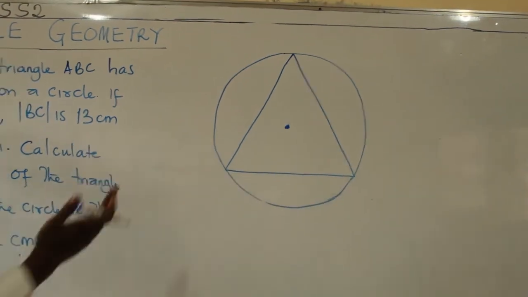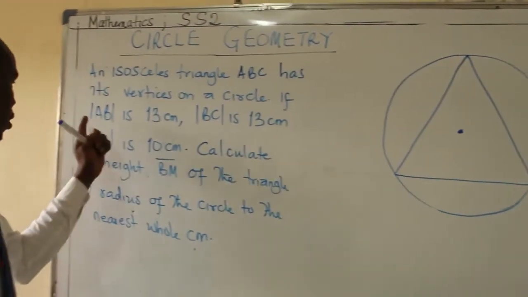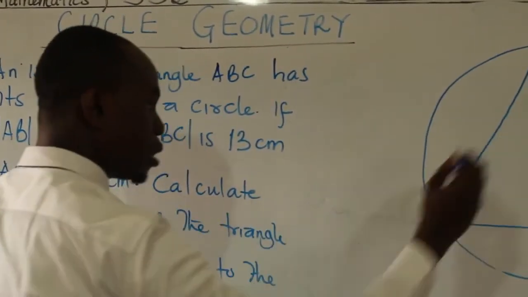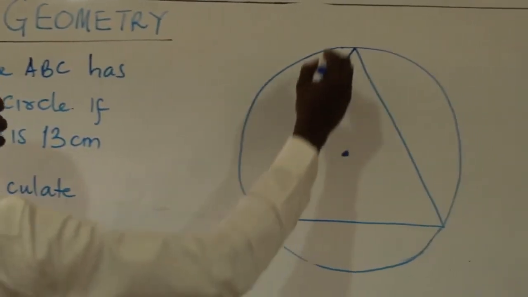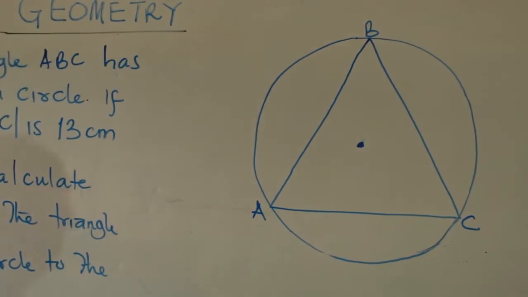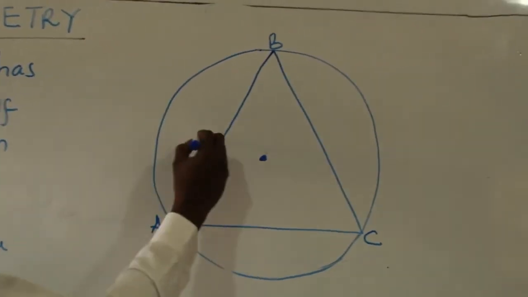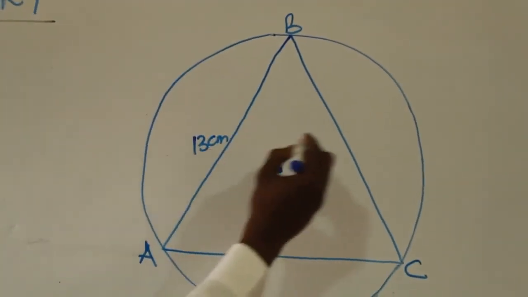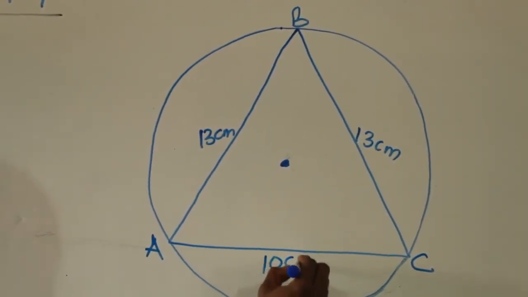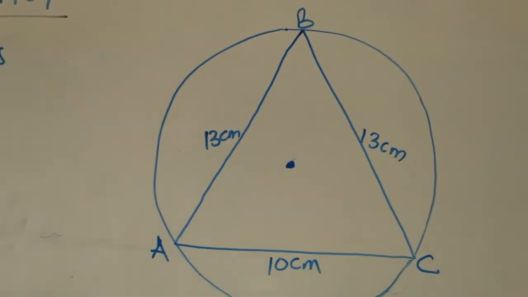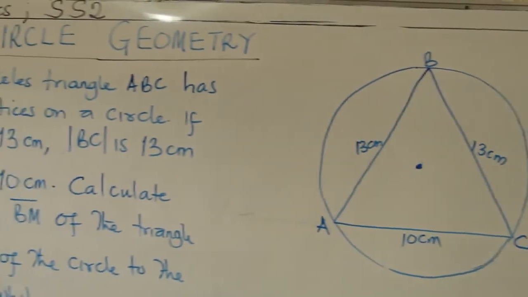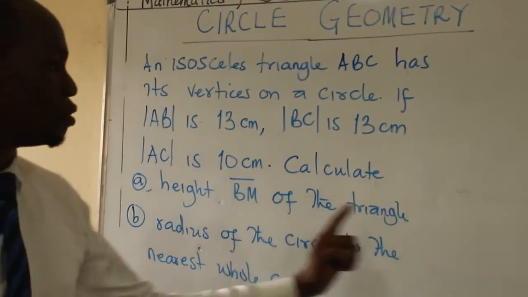Now from the information given, AB is 13 and this is 13, so I want these two parts to be my equal sides. It means that this is A, this is B, and this is C. This is 13 centimeters, this is another 13 centimeters, and this is 10 centimeters. It fits the information given in the question. So what they're asking me to find is the height of the triangle.